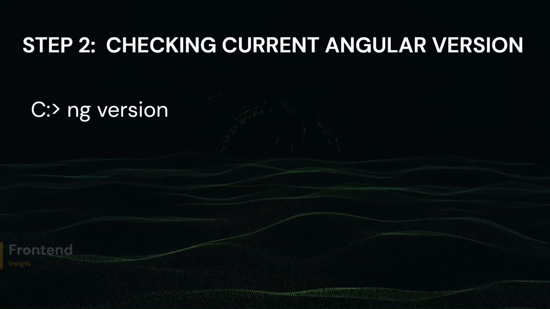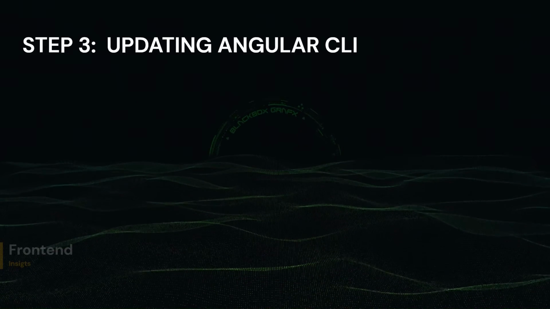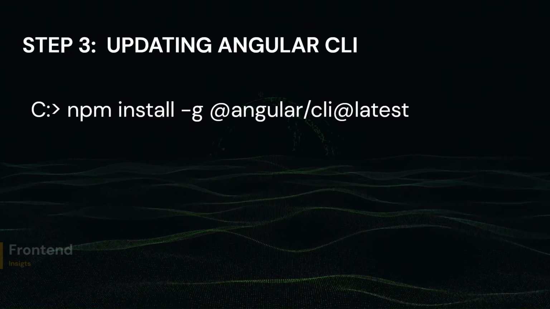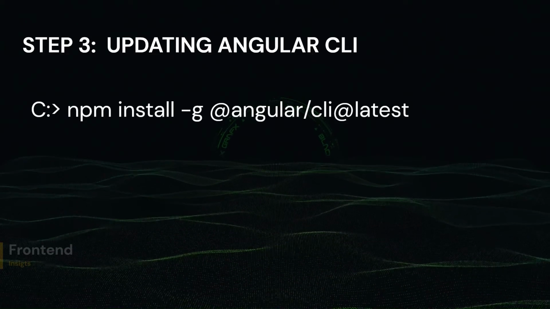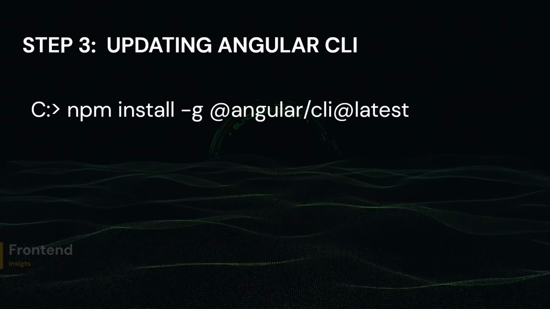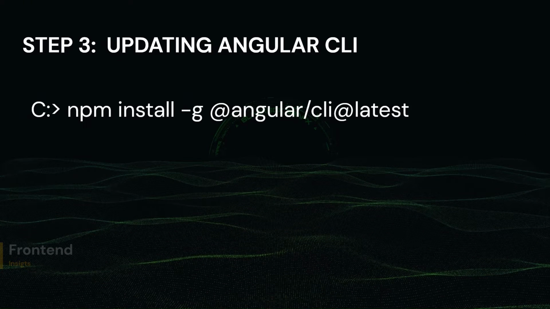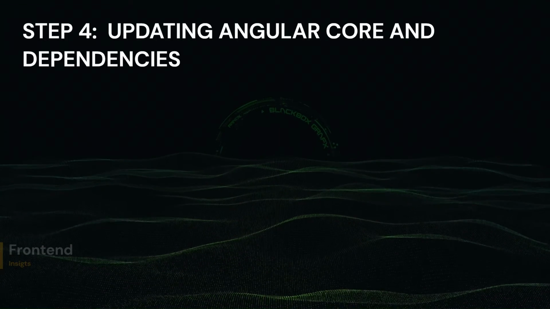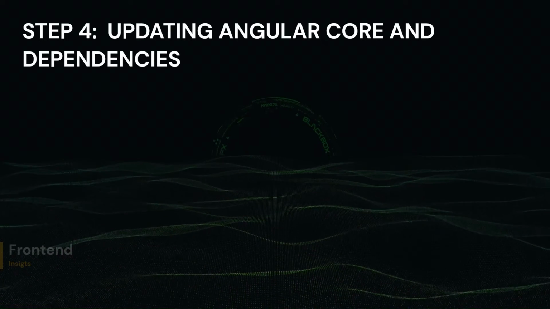On the third step, updating the Angular CLI. So now let's update the Angular CLI to the latest version. For this, we have the command npm install -g @angular/cli@latest. This command installs the latest version of Angular CLI globally on your machine. Okay, so the fourth step is updating Angular core and dependencies. Next, update Angular core and other dependencies in your project.